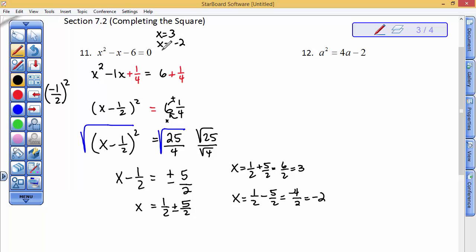And now that I look at this problem, I see that I could have factored that into an x minus 3 and an x plus 2. And the zero product rule would have caused this to be a solution of 3 and this to be a solution of -2. Very interesting. Again, trying to show you all the ways to solve.